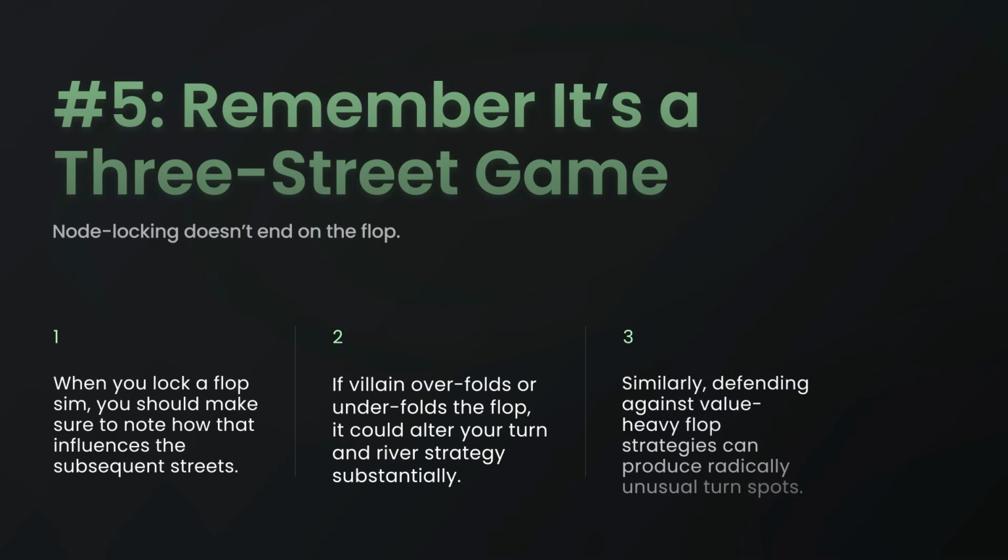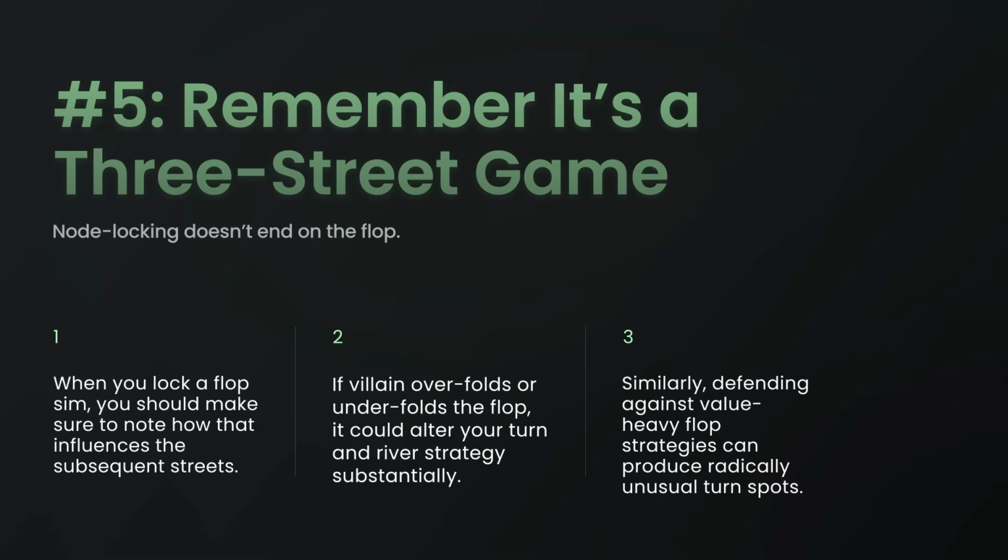And similarly, defending against a value-heavy flop strategy, so a player who's under-bluffing the flop dramatically, can produce a lot of really weird turn scenarios, because it alters the range of hands that you're continuing with, and then it alters the way that the turn is going to interact, and so on and so forth.